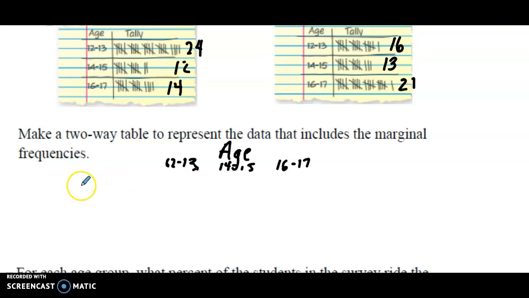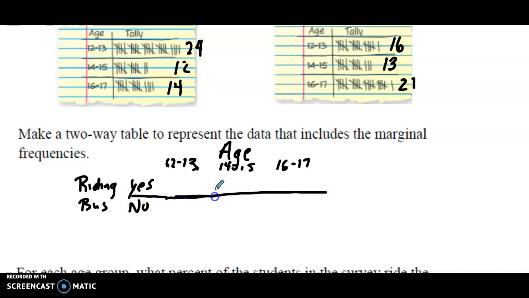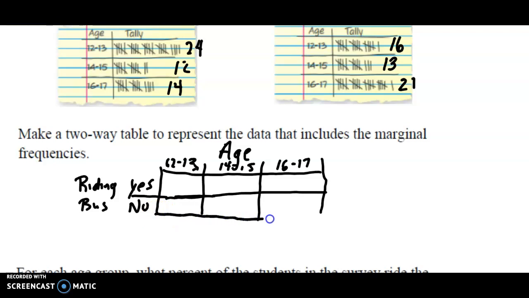The second question was, do they ride the bus? So I'm going to write riding the bus. And the two different responses were either yes or no. And if we draw our lines to separate our different answer choices here, that will create our two-way table. And then we can fill in the numbers that we found earlier.